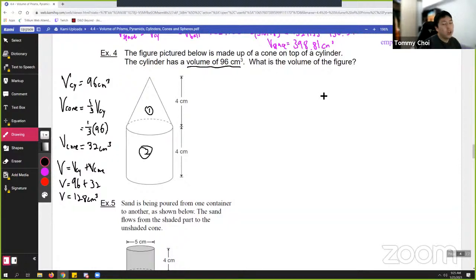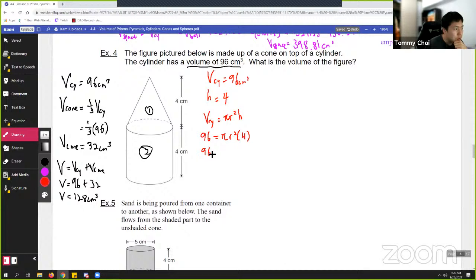All right. The longer way is as follows. You're given the volume of the cylinder, and the height is 4. To solve for the volume of the cone, you need the radius. You don't have the radius, but you do know that the volume of the cylinder is equal to pi r squared h. So if we plug in all of our givens, we get this. Or specifically, like that.